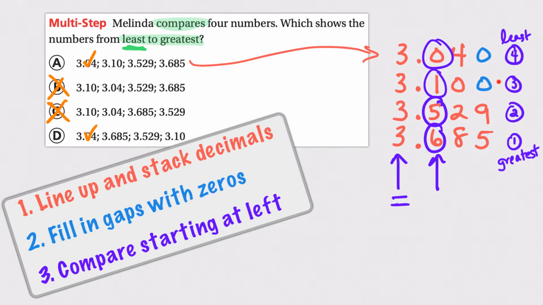Next, I need my next to least, which is going to be the third, the one I labeled 3. So I'm looking for this number now. There it is. So my answer should be A, but let me double check. So I need this one next. Yep. And finally, my greatest goes last. And there it is. So A is my answer. So our answer choices were really confusing looking on this question, but applying our rules made it pretty easy.